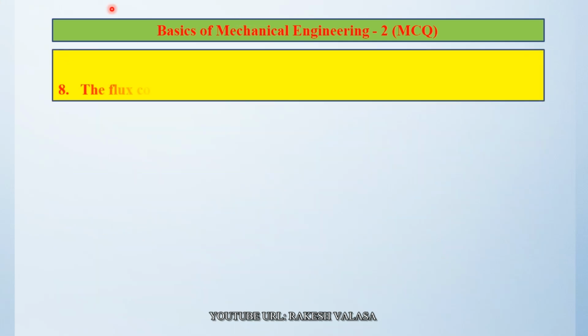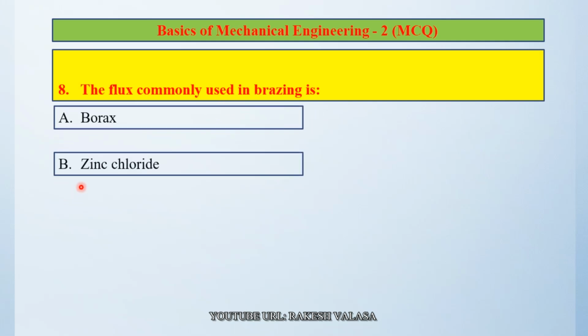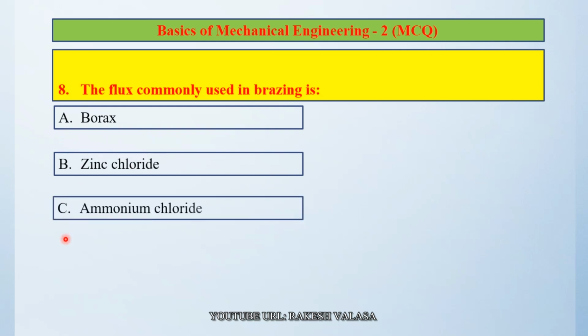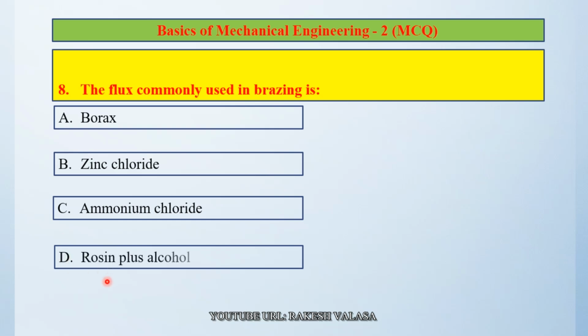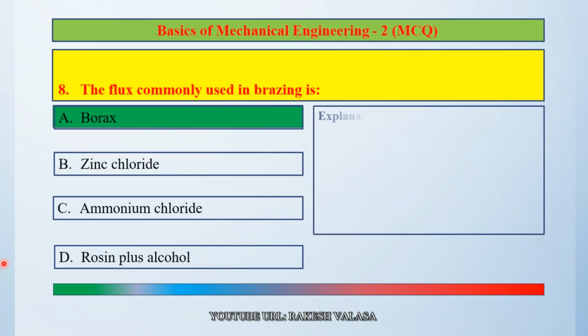Question number 8. The flux commonly used in brazing is option A, borax. Option B, zinc chloride. Option C, ammonium chloride. Option D, rosin plus alcohol. The correct answer is option A, borax. Let us see the explanation.